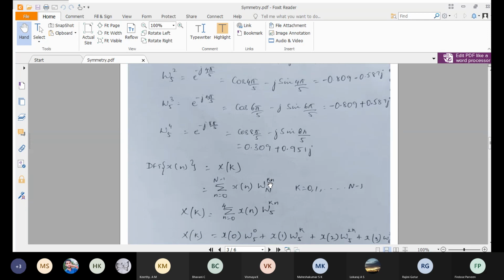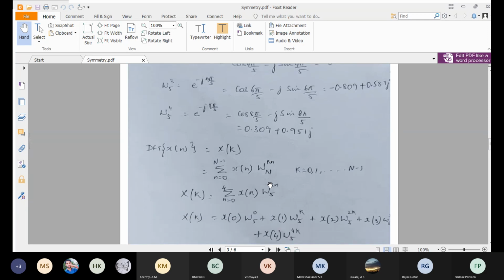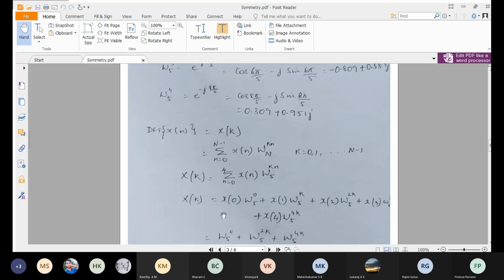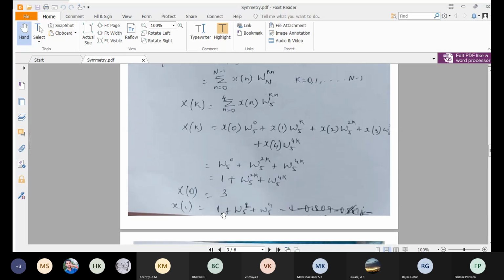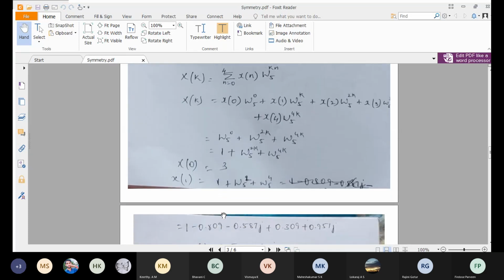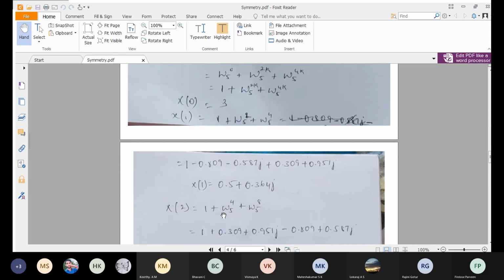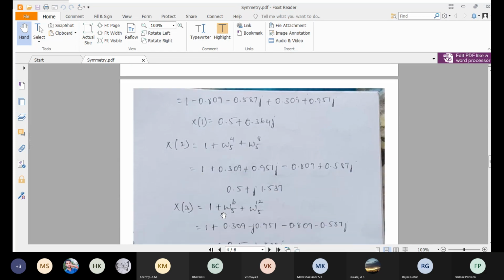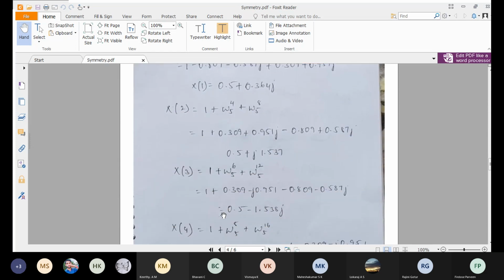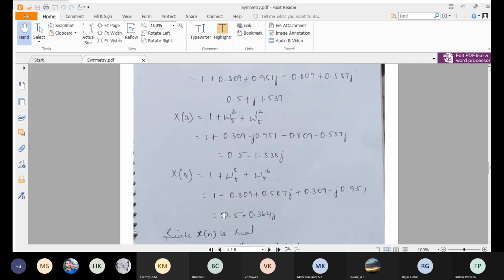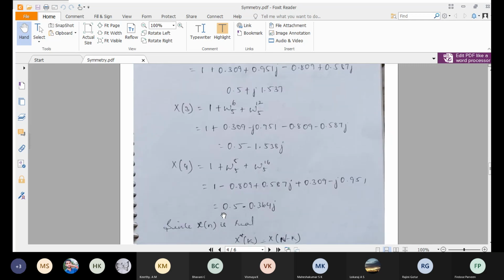Now next, the DFT. DFT of x of n is equal to X of k. We know the formula: summation n equal to 0 to N minus 1, x of n, W_N to the power of kn. Find out X of 0, X of 1, X of 2, X of 3, and X of 4.